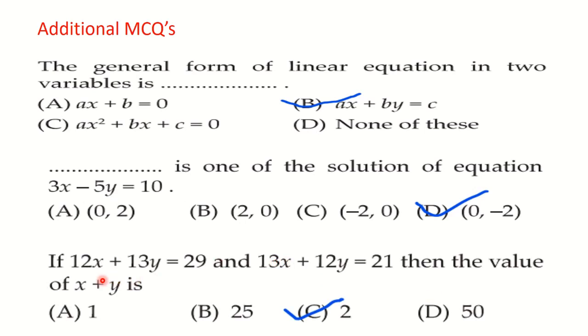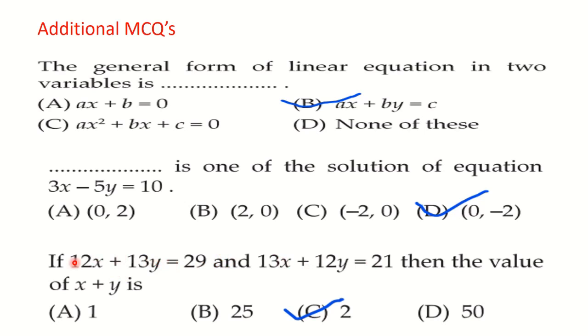If 12x plus 13y is equal to 29 and 13x plus 12y is equal to 21, then the value of x plus y is. Now see here, whenever they ask you for x plus y or x minus y, what you will observe here is these equations are of particular types.